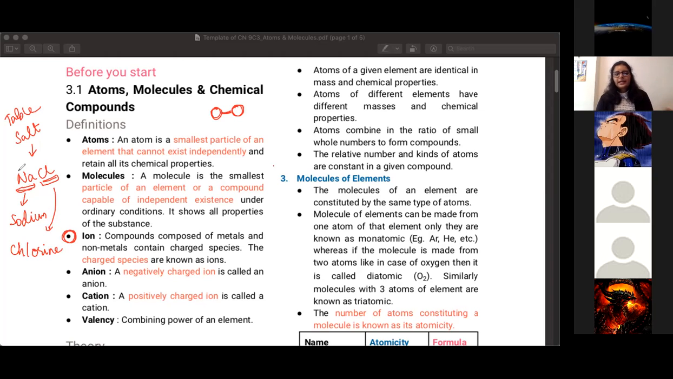So first, Na gets a positive charge, turns into sodium ion. Cl gets a negative charge, turns into chloride ion. And then the positive and negative opposite charges attract each other. So that's how you get NaCl, the compound.